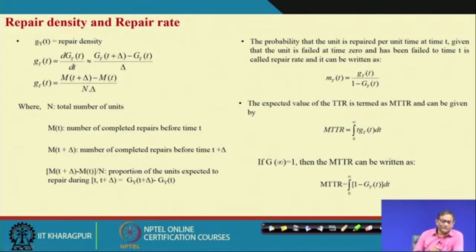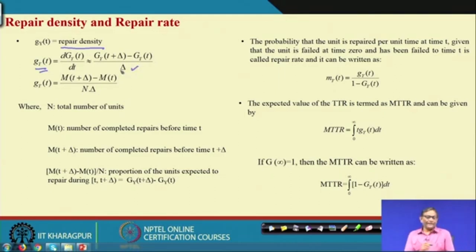We will now go to repair rate, from repair density to repair rate. Repair density, you have already seen, is d by dt of G_r(t). This can be written as G_r(t plus delta) minus G_r(t), divided by delta. Now, if I write this in terms of m, the number of units repaired within t plus delta, then G_r(t plus delta) will be m(t plus delta) by capital N, because capital N is the number of units under repair at time t equal to 0. Similarly, G_r(t) will be m(t) by N.